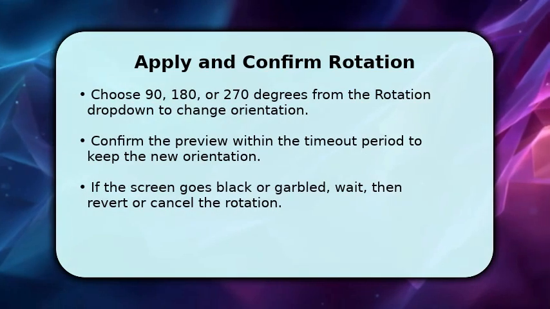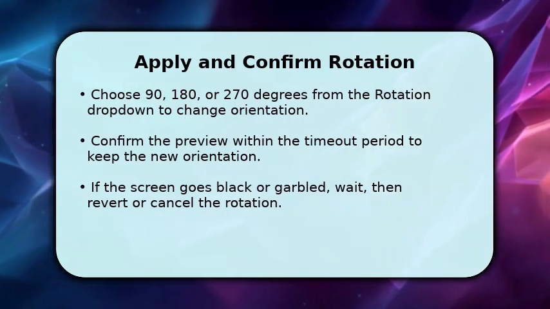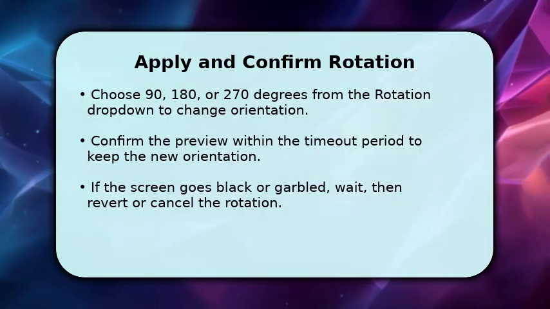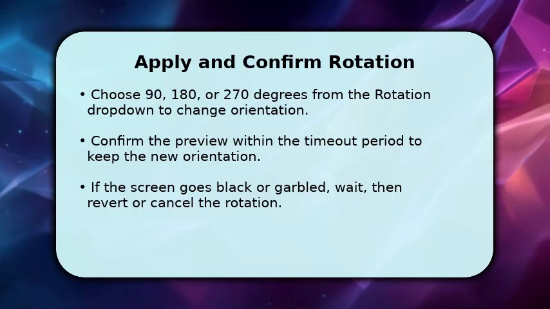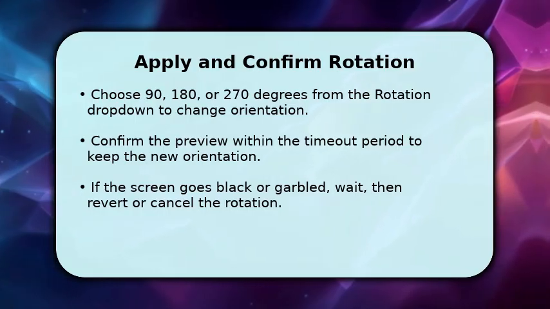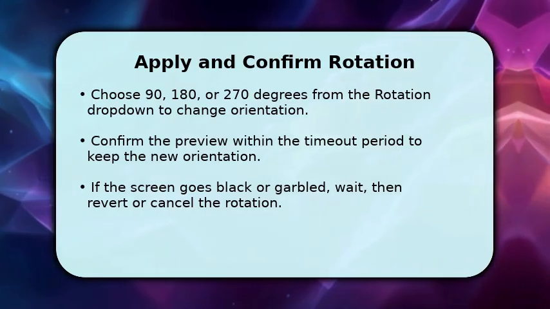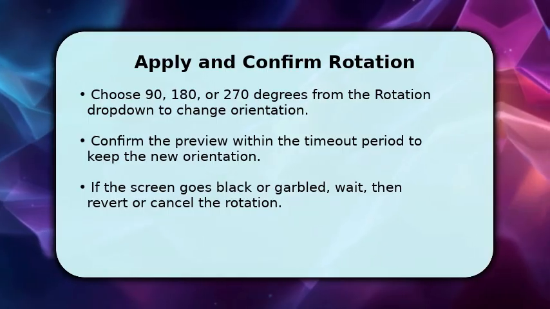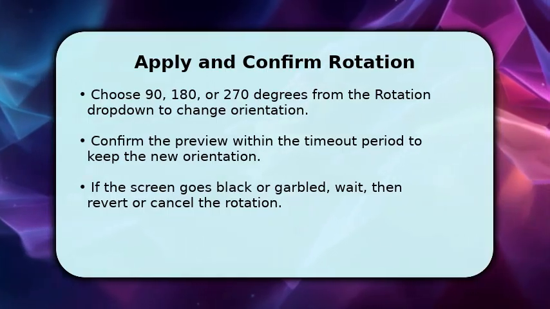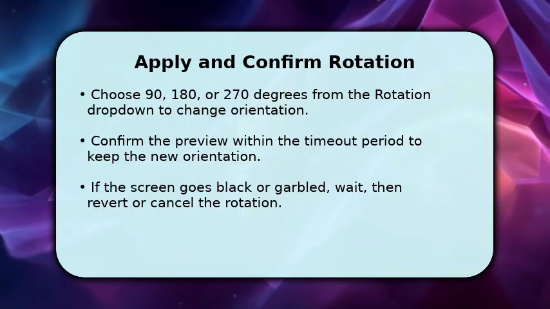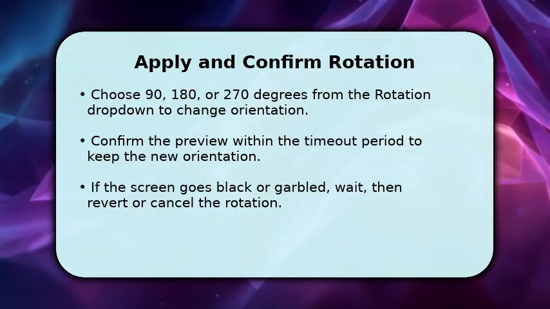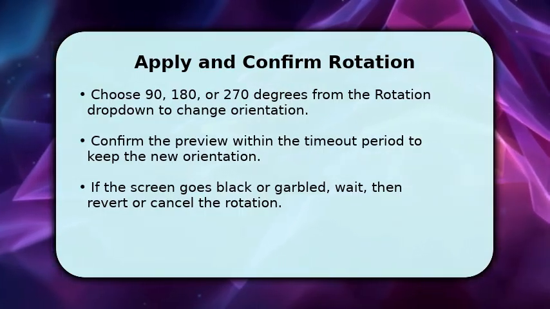After selecting a rotation angle, the display shows a brief preview and a confirmation prompt. You have seconds to confirm the change, or the system automatically reverts it. Confirm the preview if the orientation looks correct and elements appear readable. If the screen goes black, wait for the revert or press cancel to restore the previous orientation.